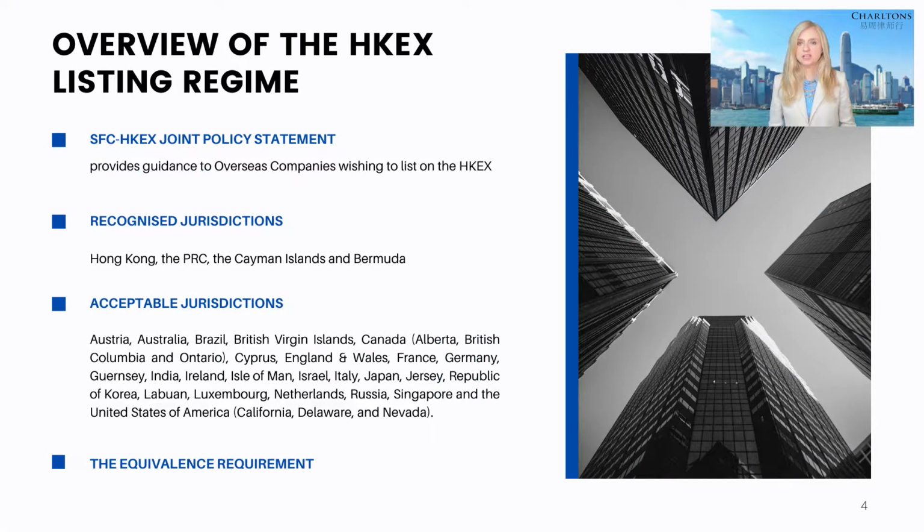The Hong Kong Exchange's overseas companies regime has developed significantly since it was first introduced in 1989, and currently has different requirements for companies incorporated in the four recognised jurisdictions, which are Hong Kong, the PRC, the Cayman Islands, and Bermuda, and companies incorporated in acceptable jurisdictions, of which there are currently 28.